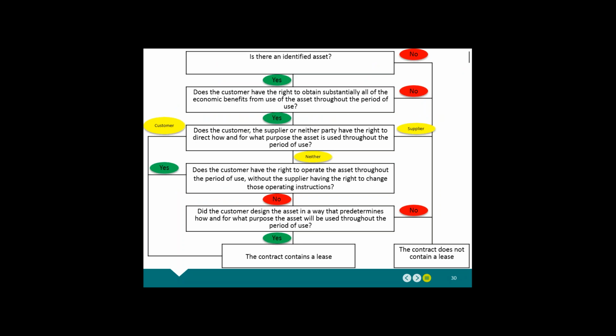So I'm going to talk through the table and then I've got some slides explaining certain parts of the table. So the very first question, if we want to consider whether IFRS 16 should be applied or not, is we have to ask, is there an identified asset? Because if you say no, there's no identified asset, then the contract does not contain a lease. So it's critical to know, do we have an identified asset, yes or no?